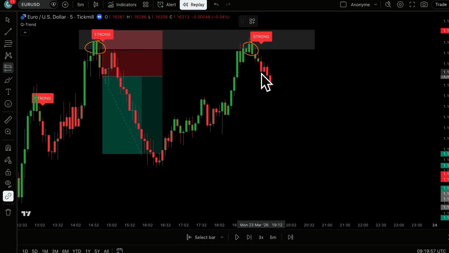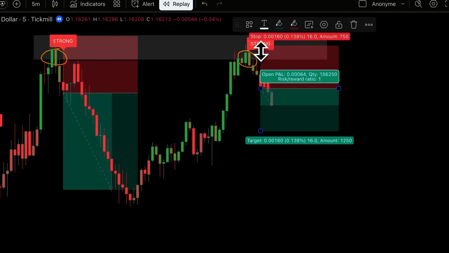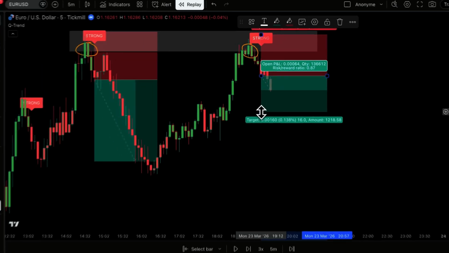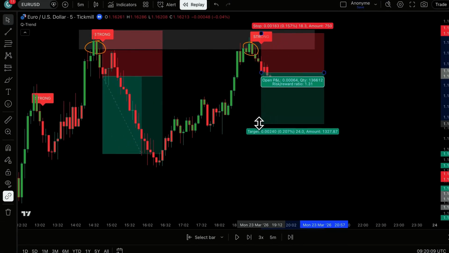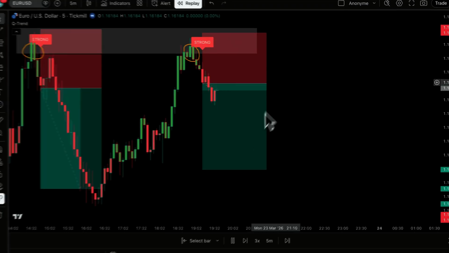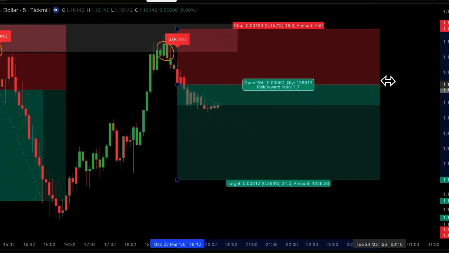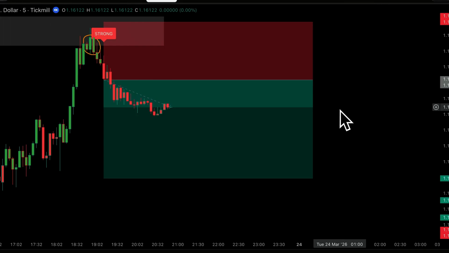We wait for this candle to close before selling, and we enter here with the stop loss above the previous high in the resistance zone. And once again, we're looking for a risk-reward ratio of 1.7 for our target. Then we stay patient until the market hits the target or the stop loss. Patience is the most important quality for a profitable trader.